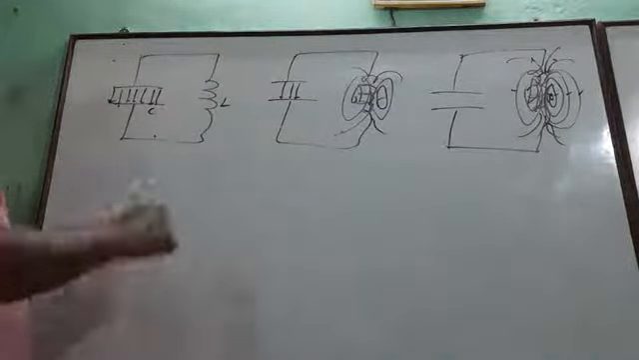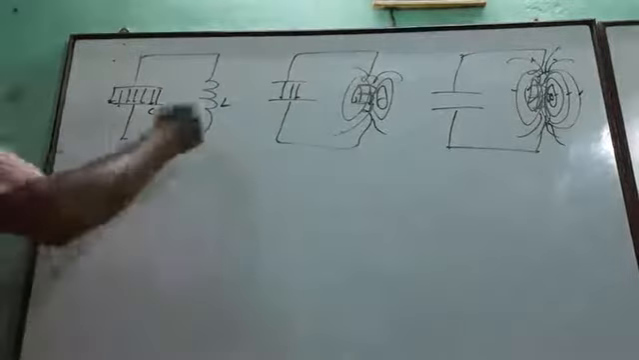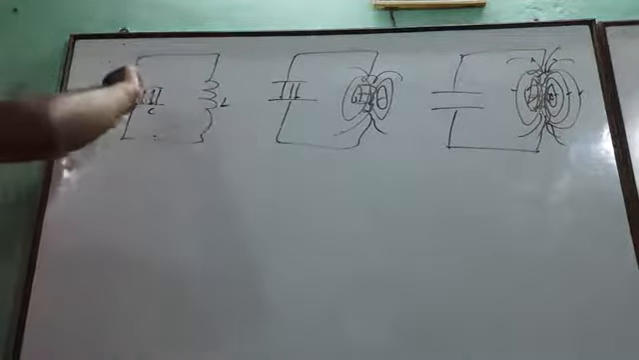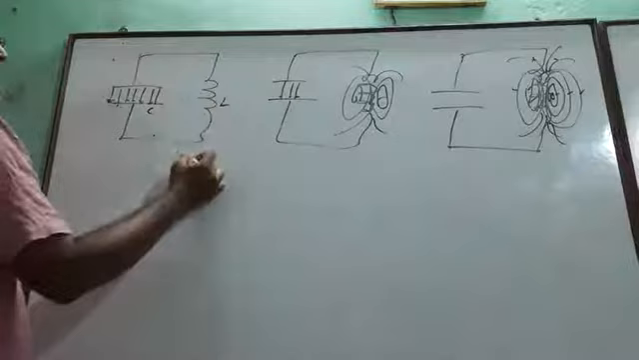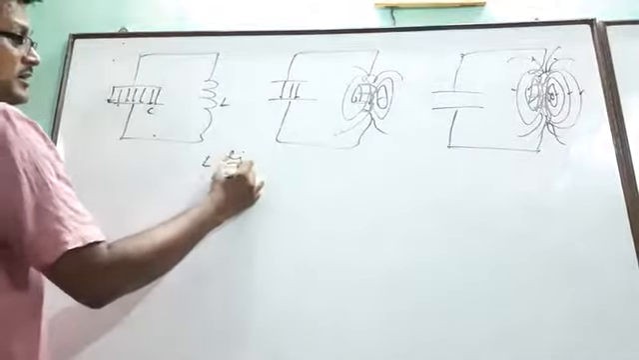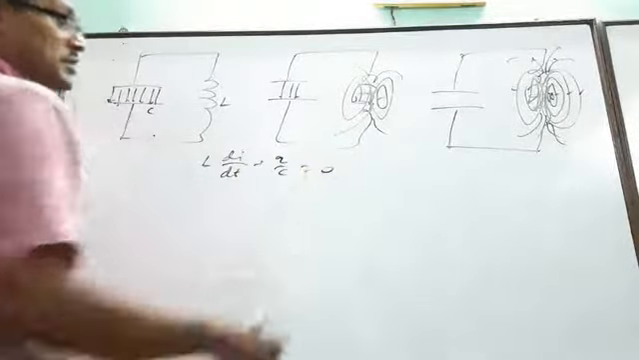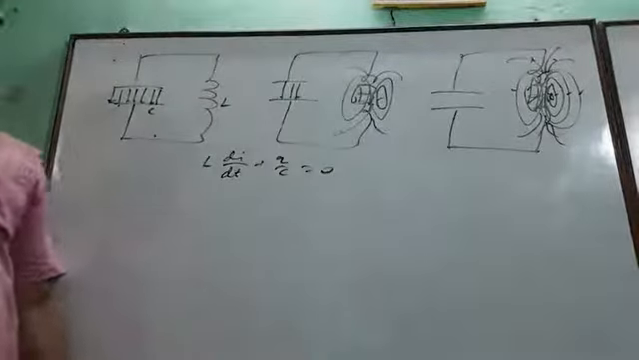Now how can we find the frequency of this oscillation? Energy goes from electric to magnetic, and magnetic to electric. So what is the EMF equation? That is L di/dt plus q/C equal to 0. This is nothing but Kirchhoff's law.